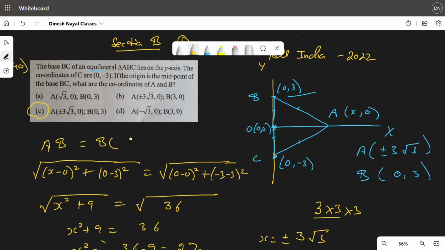And please, when you are ticking that option, be careful, because if you see this B part, with plus minus 3 root 3 comma 0, they have given 3 comma 0, but actually this is 0 comma 3. This is very confusing, so be careful when you take those options. Okay, so C is the correct answer.